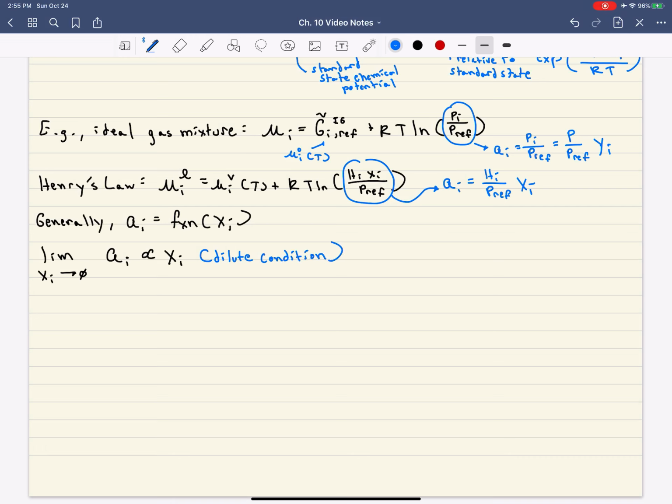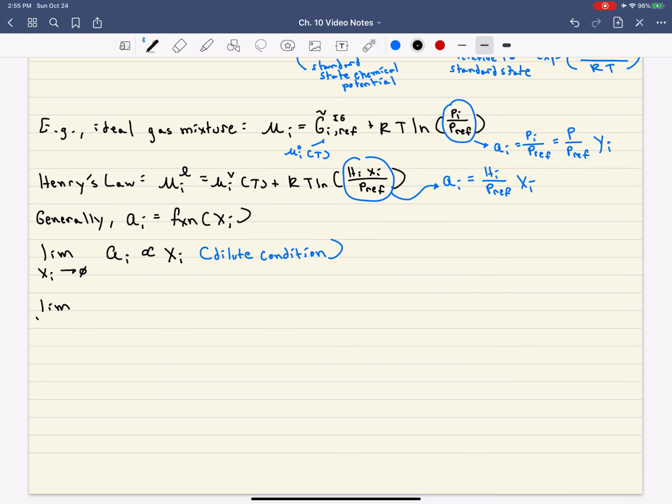And this is sort of what we already see in Henry's law, right? In Henry's law, we had activity equal to H_i over Pref times x_i. So a_i is proportional to x_i, and the proportionality constant is this H_i over Pref. Okay. All right, so that's what the activity is in the dilute condition.